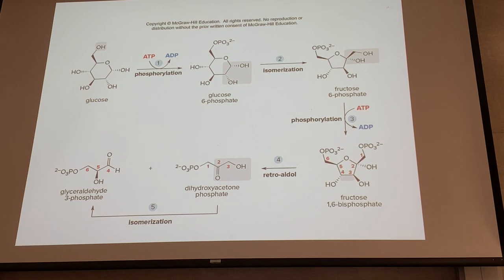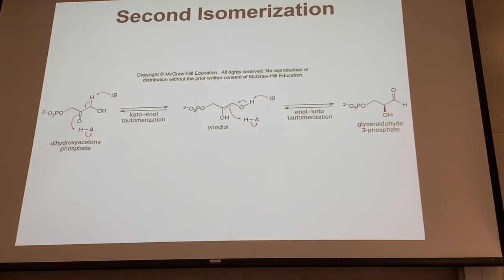Which one? It's going to be very similar to step 2, the glucose to fructose isomerization. We're going to go through an enediol intermediate. So it's going to be 2 tautomerizations, a tautomerization to form an enediol, and then a tautomerization from that enediol to the aldehyde. And so here's a figure showing that process. A keto-enol tautomerization, and then back to a ketone. So these steps are, of course, reversible.